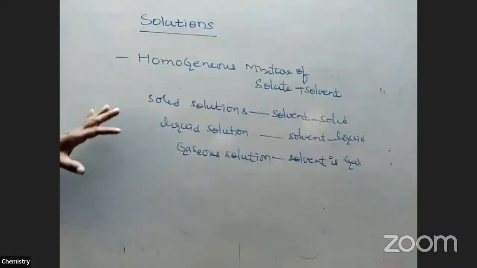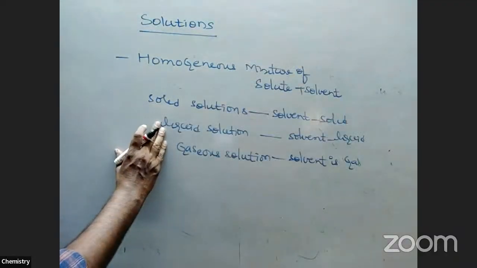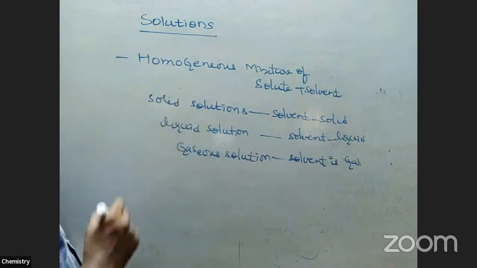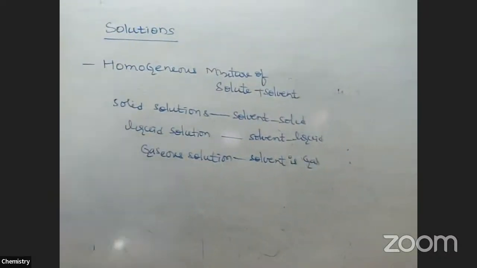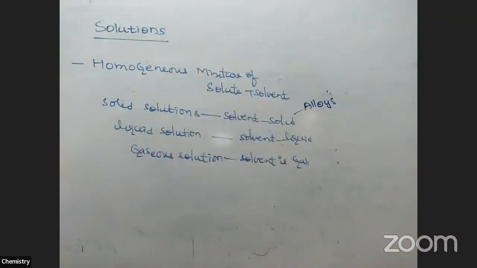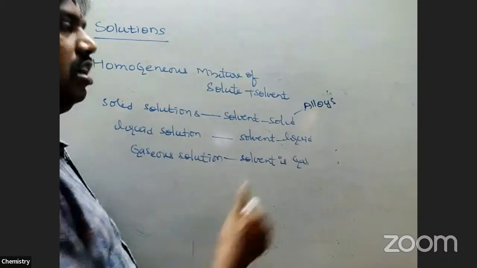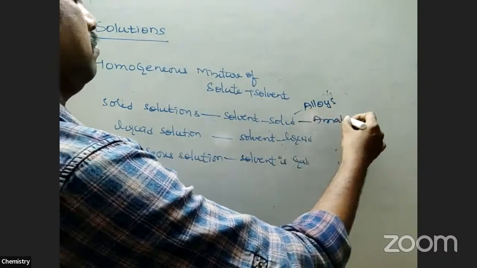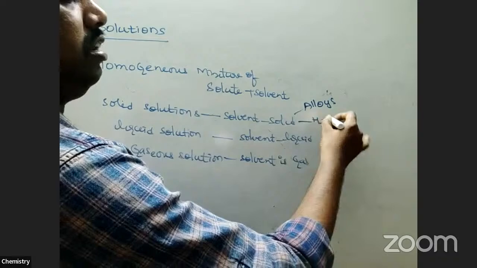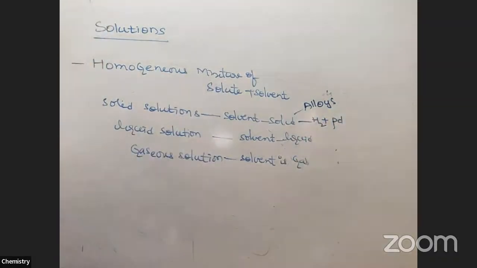Okay. So here there are different types of solutions. Solid solution, solvent is solid. Liquid solution, solvent is liquid. Gaseous solution, solvent is gas. What are examples of solid solutions? Alloys, where solute and solvent are both in solid state, and amalgam. For example, hydrogen occluded in palladium metal is a gas in solid type of solution.